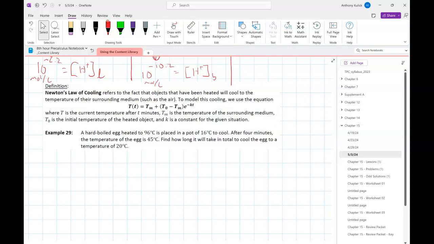What Newton's law of cooling is doing is describing how hot objects cool. So you take your pizza rolls out, you set them on top of the stove, you let them wait, and then sometime later you eat one and it's always still too hot and it burns your mouth.